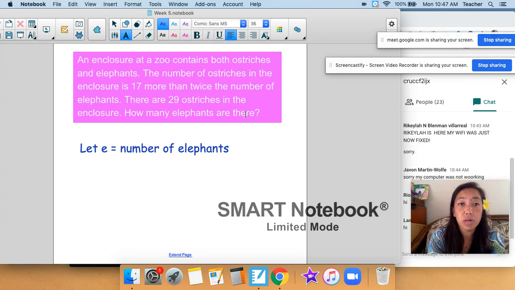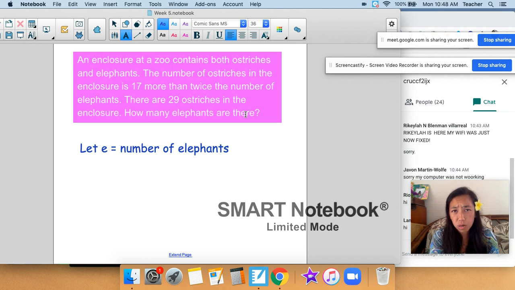An enclosure at a zoo contains both ostriches and elephants. The number of ostriches in the enclosure is 17 more than twice the number of elephants. There are 29 ostriches in the enclosure. And then, how many elephants are there?